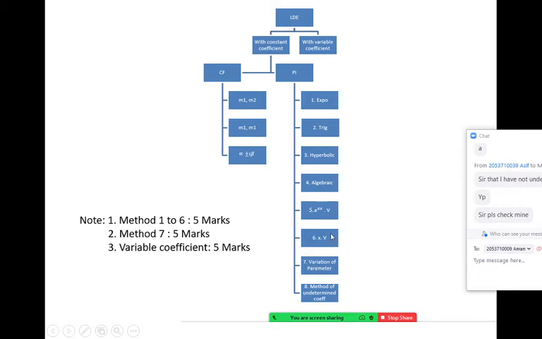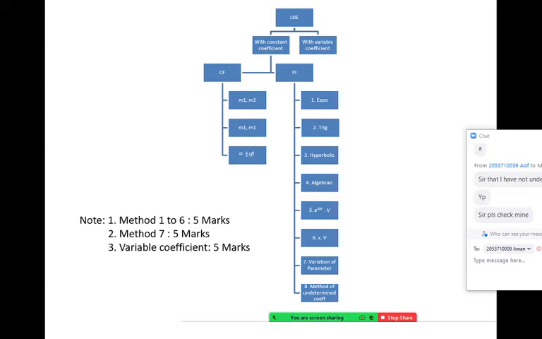Out of those eight methods, methods number 1 to 6 carry one 5-mark question. Then method number 7, which is variation of parameter, again carries a 5-mark question, and variable coefficient generally has a 5-mark question in the examination. So that is the general trend. Indirectly, what I would say is, except for undetermined coefficient, this method is not important. Otherwise each and every method is very important to get those 15 marks from LDE.